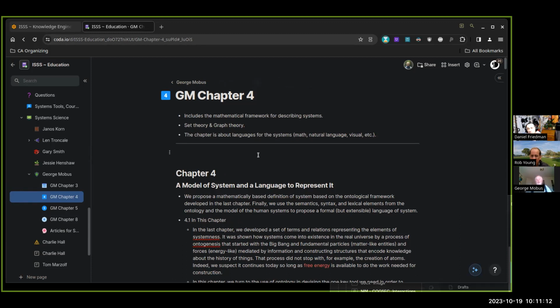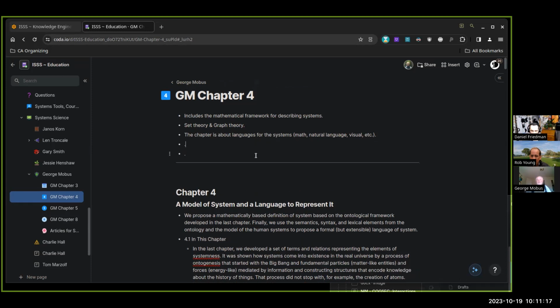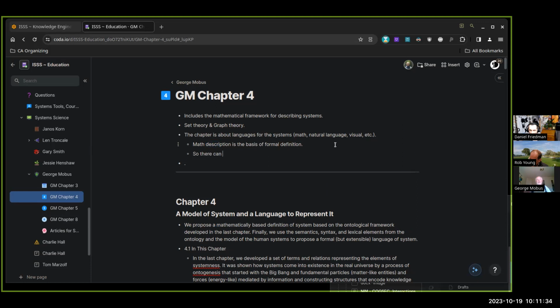The reason for the mathematical representation is that that's the basis for a formal description that allows us to first agree on what it is we're talking about. When you talk about a component of a system or a subsystem of a system, having an understanding of what we actually mean by a component is very important. So that's the purpose of the mathematical framework.